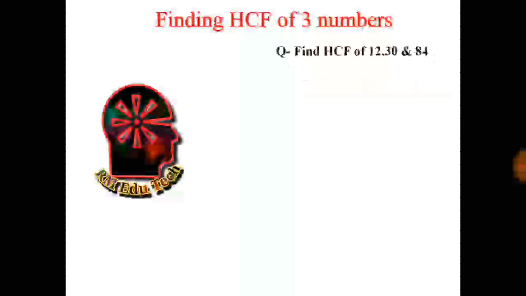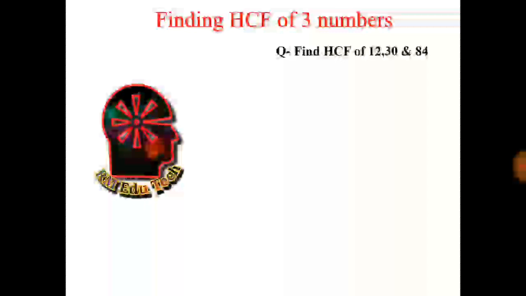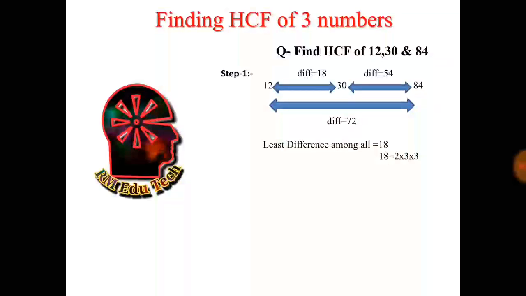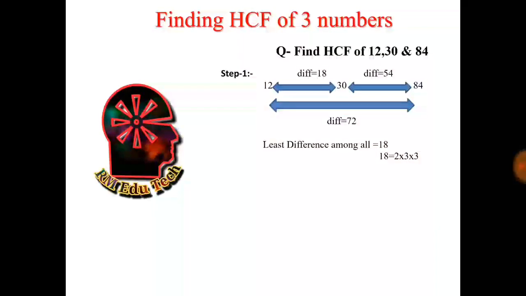HCF of three numbers 12, 30 and 84. Here, the first difference, between 12 and 30, is 18. The remaining differences are 54 and 72. So the least difference is 18. Now 18 is not a prime number, so just factorize it. When we factorize it, the factors are 2, 3, 3.